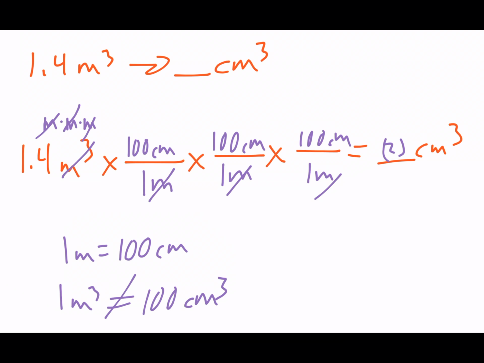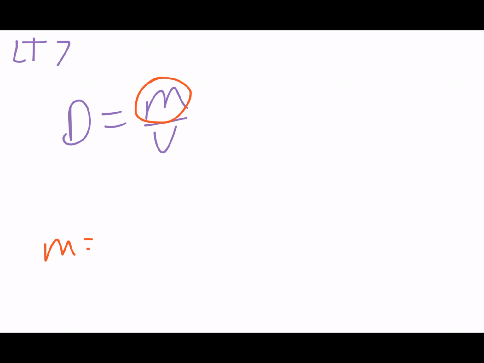So there's unit conversions. LT6 was the lab, so as long as you did the lab, holy cow, how dense things are, you should be good. LT7 is density. So D equals M over V. One of the first things I'm going to have you do is some algebra. So let's circle the M. I want to know, what does M equal? Well, if I want to get the M all by myself, that means I've got to get rid of the V. So I get M equals V times D.